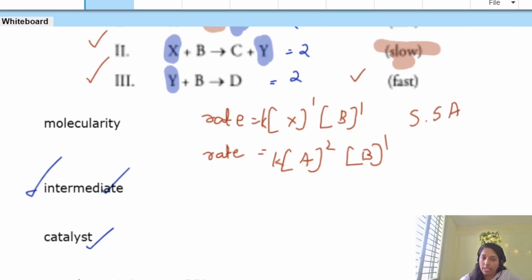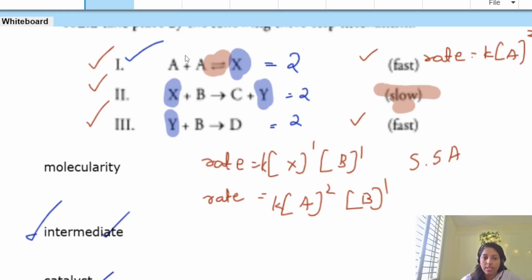Suppose the reaction goes like A plus A gives C, and some other letter G is there, and then finally we get back the G, then you can say G is the catalyst. Okay, so that's the meaning.